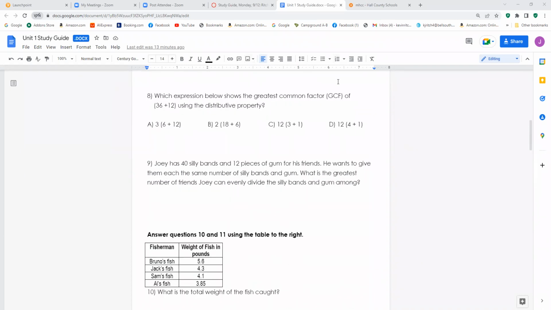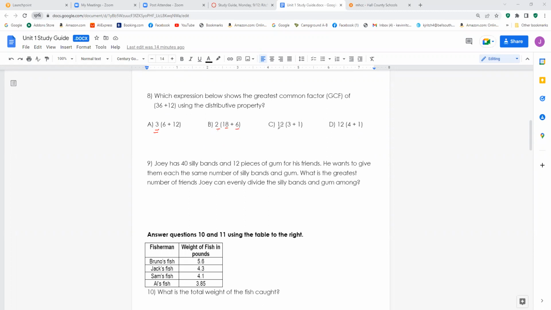Number 8, which expression shows the greatest common factor of 36 and 12? So let's look at our answers. So letter A, I know that 6 and 12 both have a common factor. So this one, 3 is not the greatest common factor. I know on letter B that 18 and 6 still have a common factor. So 2 cannot be the greatest common factor.